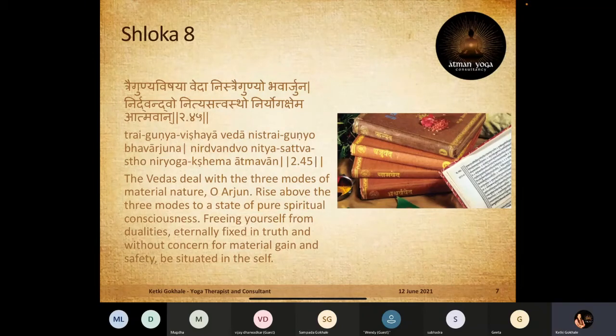The Vedas deal with the three modes of material nature. O Arjuna, rise above the three modes to a state of pure spiritual consciousness, freeing yourself from dualities, eternally fixed in truth, and without concern for material gain and safety, be situated in the self.